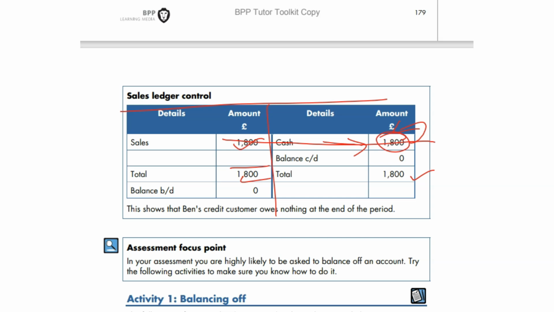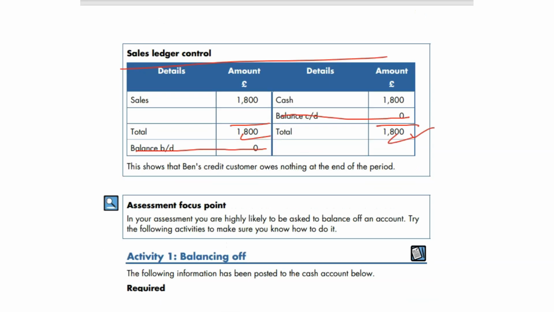SLCA credit, your cash debit. You got 1,800 cash money. So stay focused. You can't make any mistake. Now you don't need to write balance CDBD 0. There is no balance CDBD. They just showed you for your learning purposes.